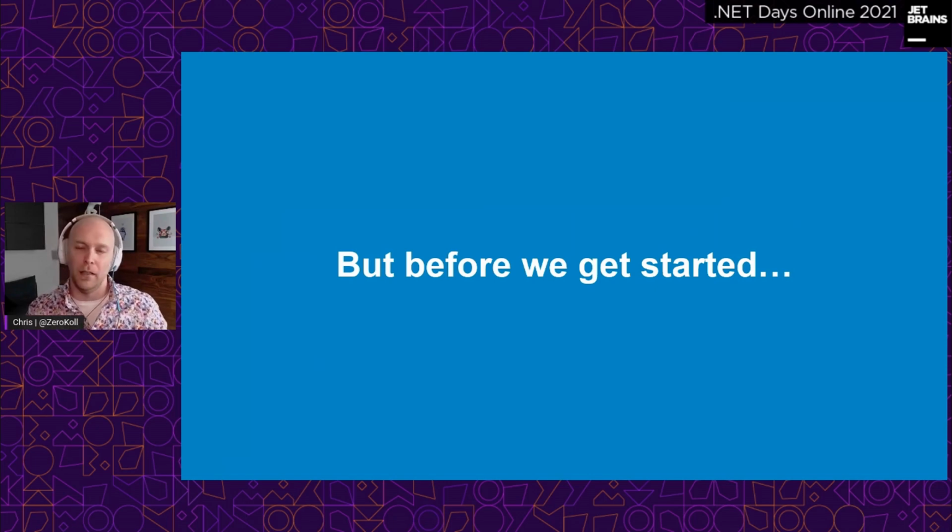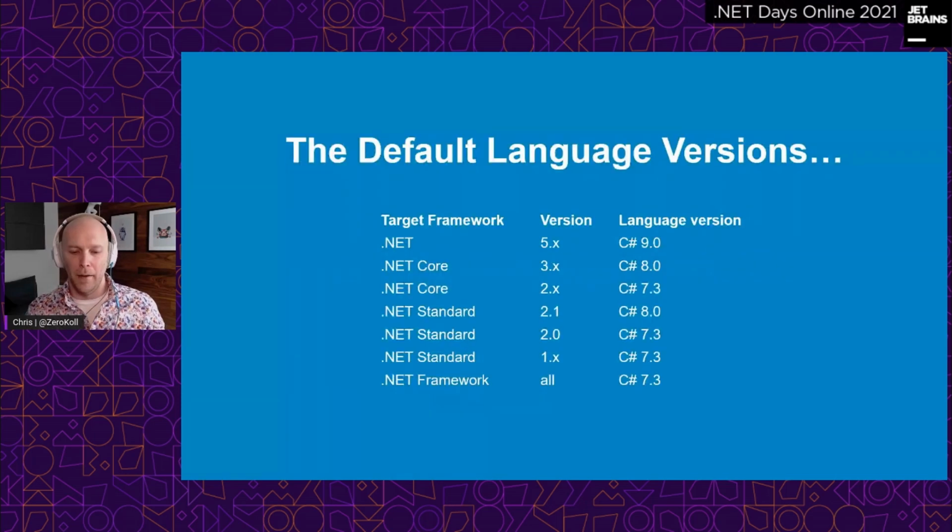Before I get started on the actual C# features, I just want to mention one thing in particular, and that's default language versions. Depending on what framework you're on, whether .NET Framework, .NET Standard, .NET Core, or .NET 5, there are different default language versions. If you're on .NET Framework, you end up with C# 7.3 as the default version for that platform.